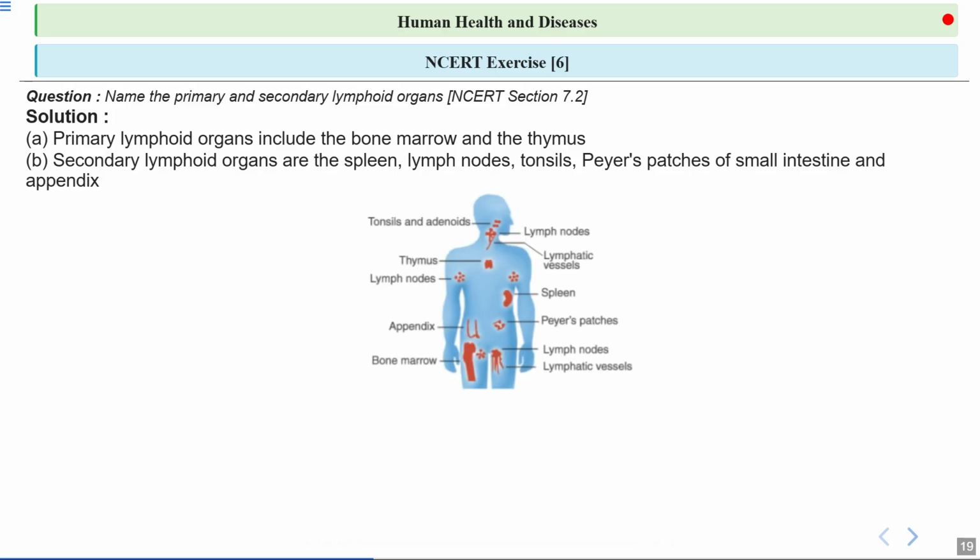In this image, you can see various lymphoid organs. You can see here the primary lymphoid organs and the secondary lymphoid organs as well, and their locations. Clear? The thymus is shown here, and the bone marrow is shown here. These are the primary lymphoid organs, and secondary lymphoid organs are also shown. You can see the location of the spleen, Peyer's patches, then the lymph nodes here, tonsils, and adenoids. These are all secondary lymphoid organs.